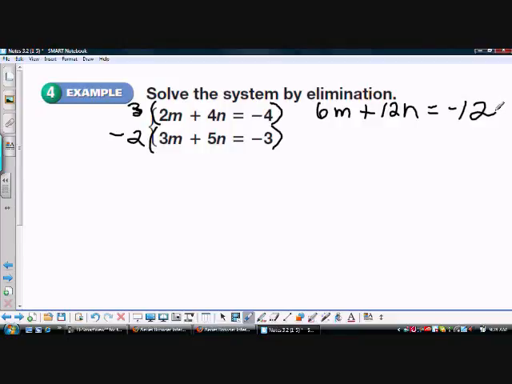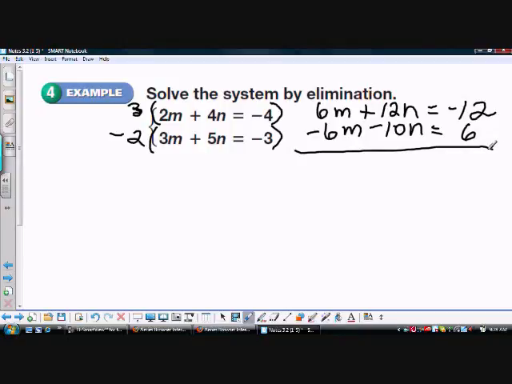It's always the constant that you forget to multiply times the number. And then negative 2 times 3 is negative 6m. Negative 2 times 5 is negative 10n equals negative 2 times negative 3, positive 6. All right, I add. The m's eliminate.